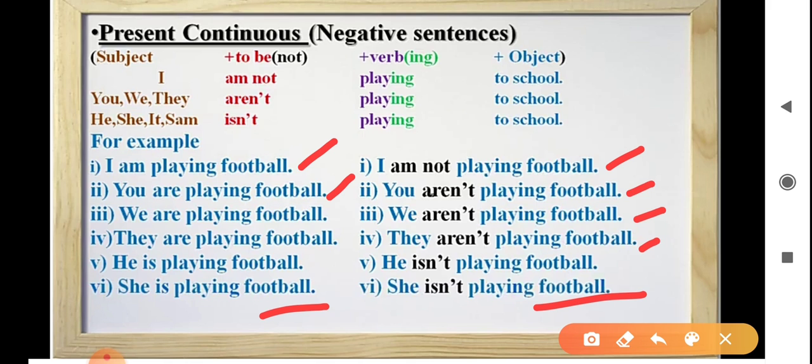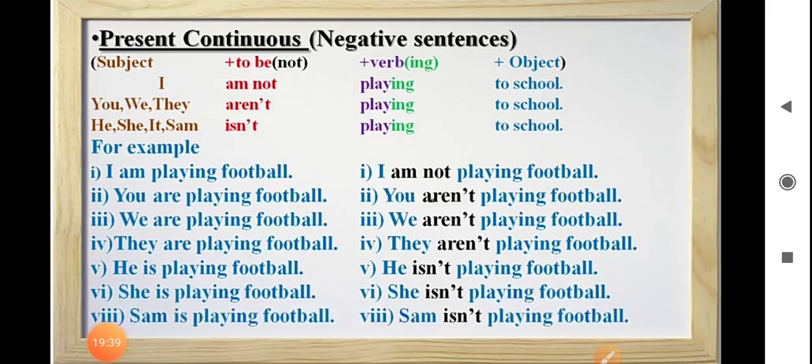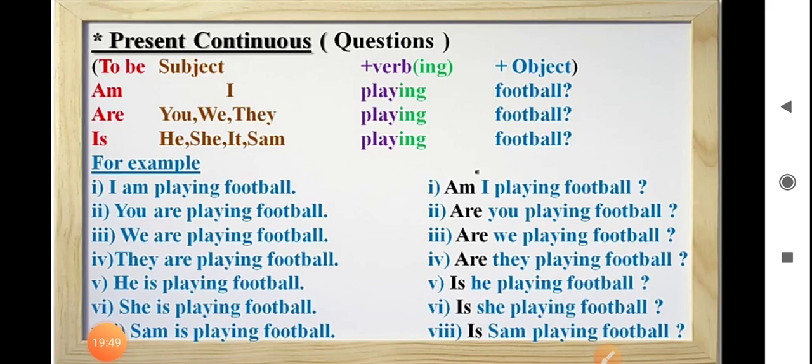Now, aren't and isn't are the abbreviated forms of are not and is not. There is no abbreviated form of am not. Now, we'll take interrogative sentences in present continuous tense. First of all, we'll discuss the structure of interrogative sentences.